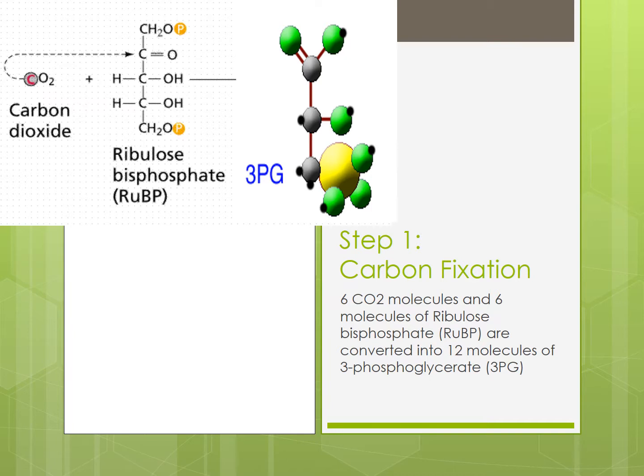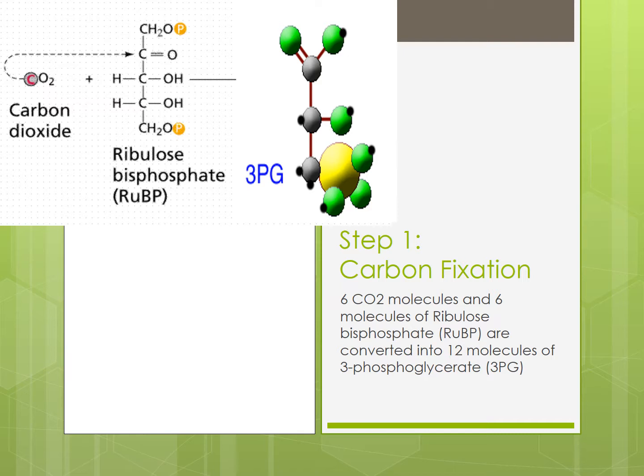The first step is carbon fixation. You're taking carbon dioxide, CO2, and binding it to this molecule called ribulose bisphosphate. So ribulose, R, ulose, U, bis, B, phosphate, P. CO2 gets attached to RUBP to form a molecule called 3PG.